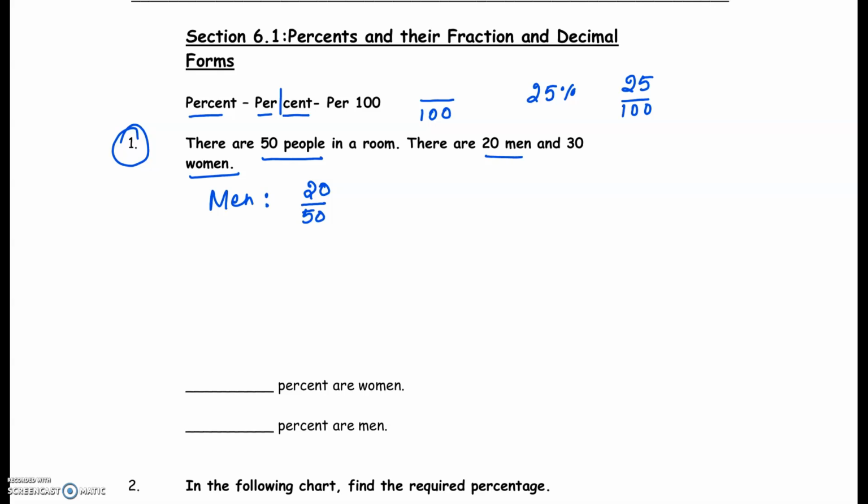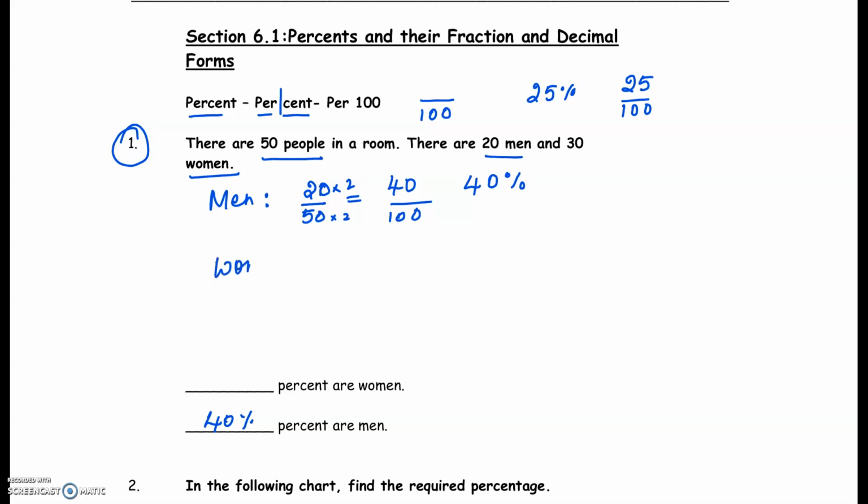But if we want to convert it to a percent, we're going to look at an equivalent form. So it's like saying if 20 out of every 50 people are men, then 40 out of every 100 are men. So that is the same as 40%. 40 over 100 is 40%. So 40% of the room is men.